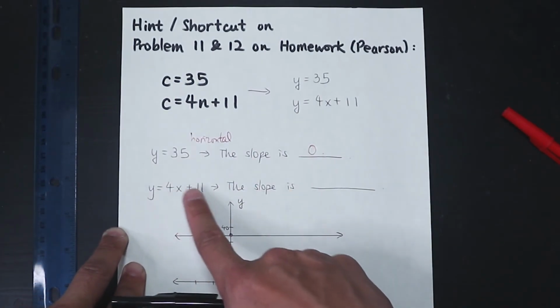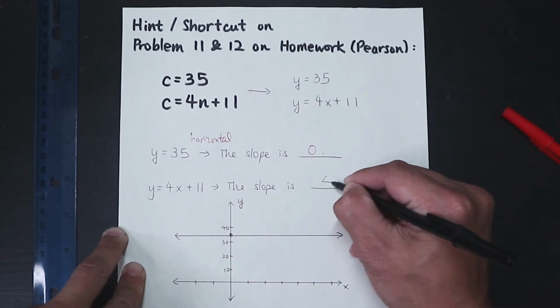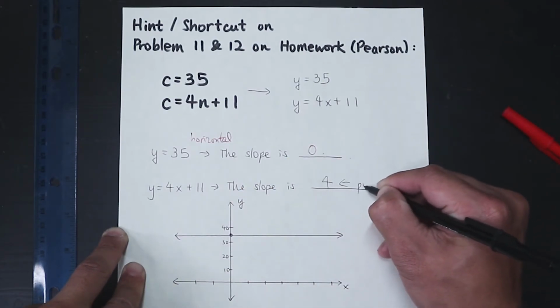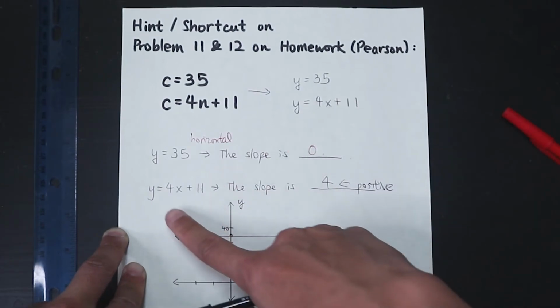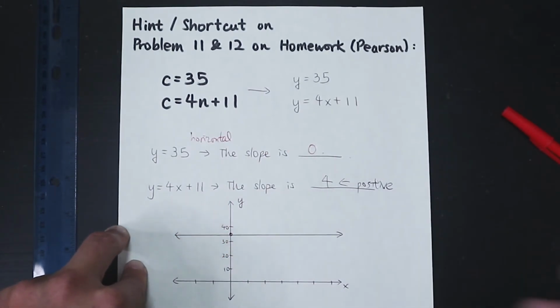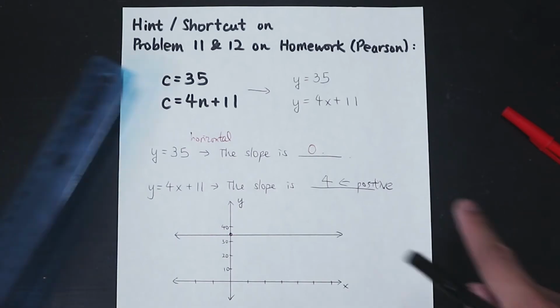And then y equals 4x plus 11. Well, in this case, the slope is 4, and I know that the value is positive. Now, of course, I'm not going to draw what 4x plus 11 looks like technically, but you know it's a positive slope.